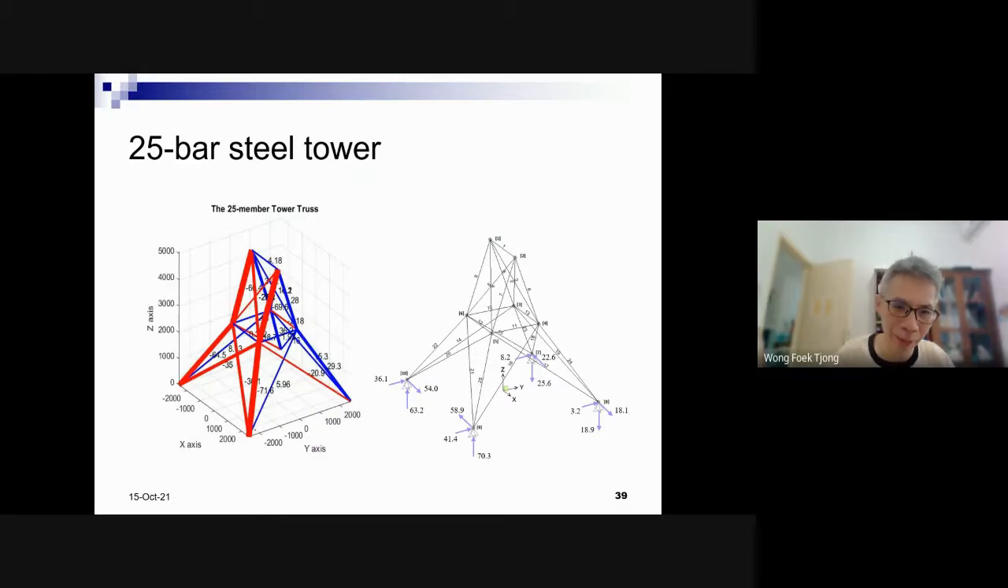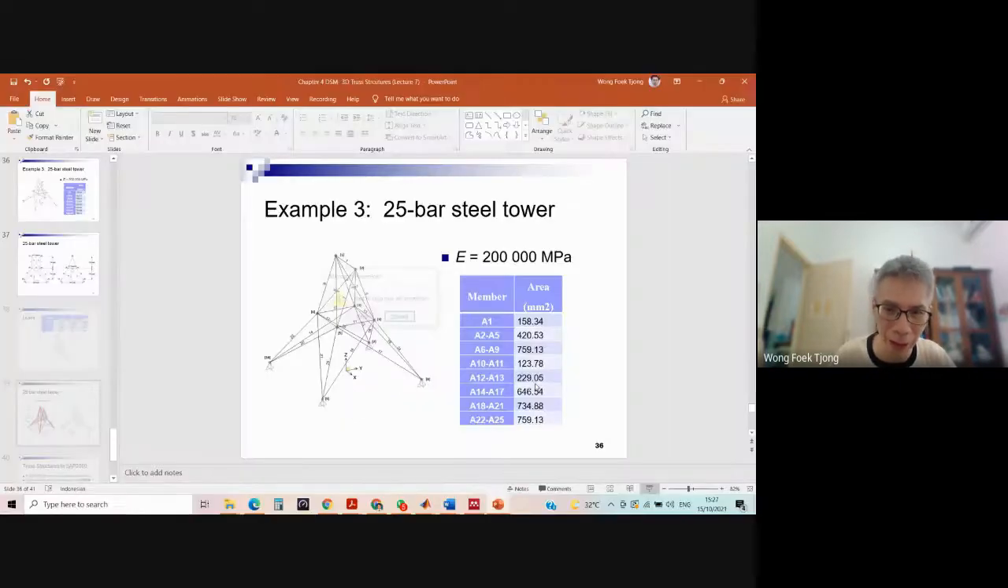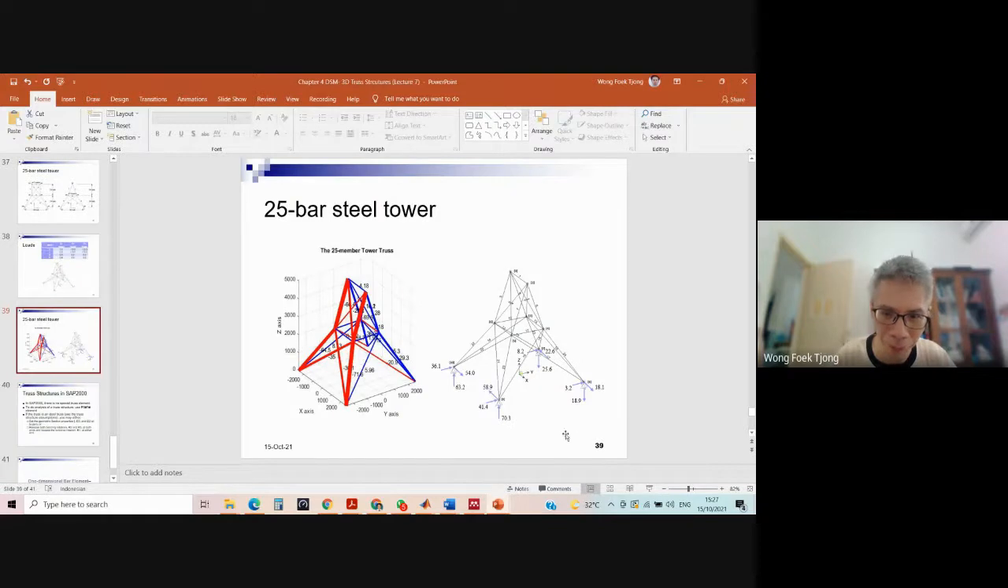The result will be like this. You will have the internal force. The red one is compression. The blue one is tension. This is the support reactions. That comes from the program I wrote in MATLAB. Just like SAP2000, right? Okay, let's take a look in detail. How about this program?